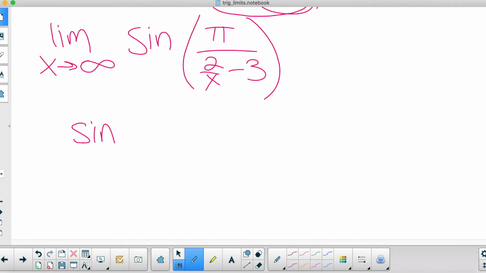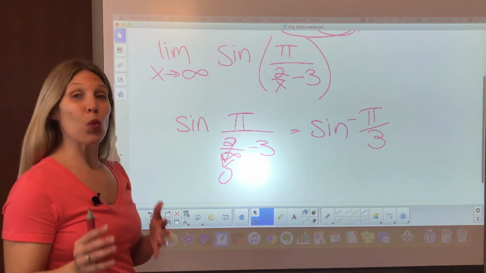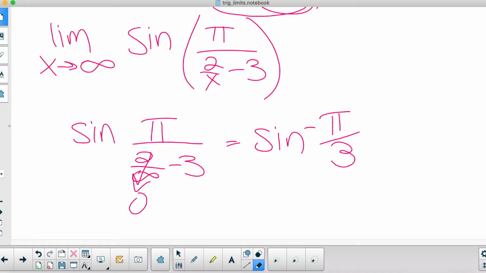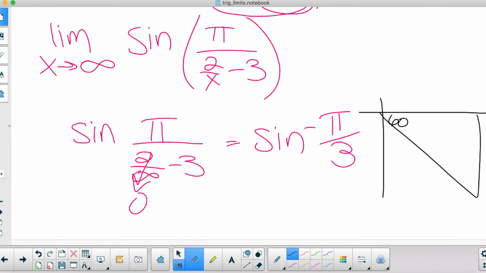Now we have sine of pi over 2 over infinity minus 3. Well, this guy goes to 0. So now we're left with sine of negative pi over 3. Hopefully you all remember your trig. So where is negative pi over 3? If we draw a triangle, negative pi over 3 is down over here. Pi over 3 is a 60-degree angle, so that's what goes in the corner. So your 30 degrees is down here and your 90 is here. Your 30, 60, 90 ratio.